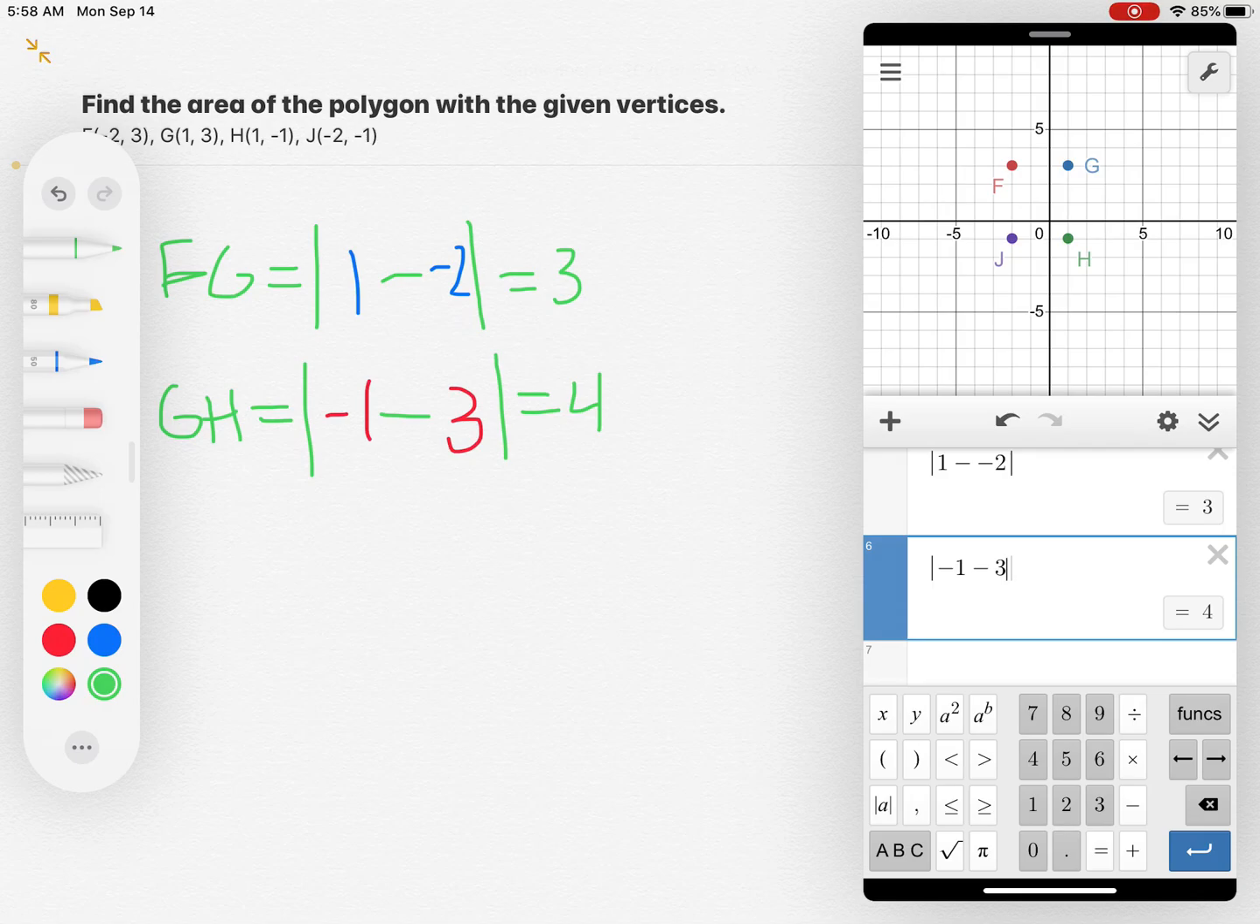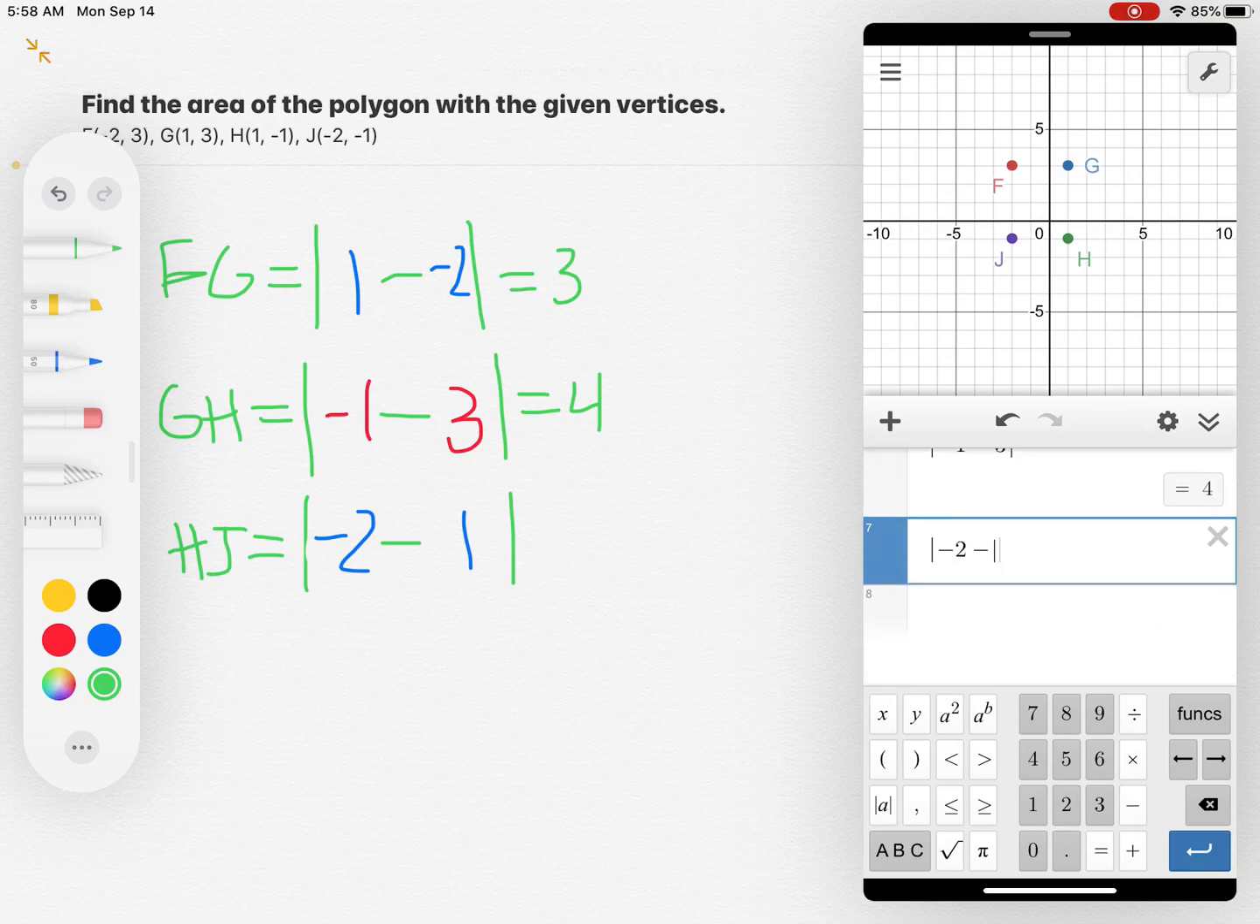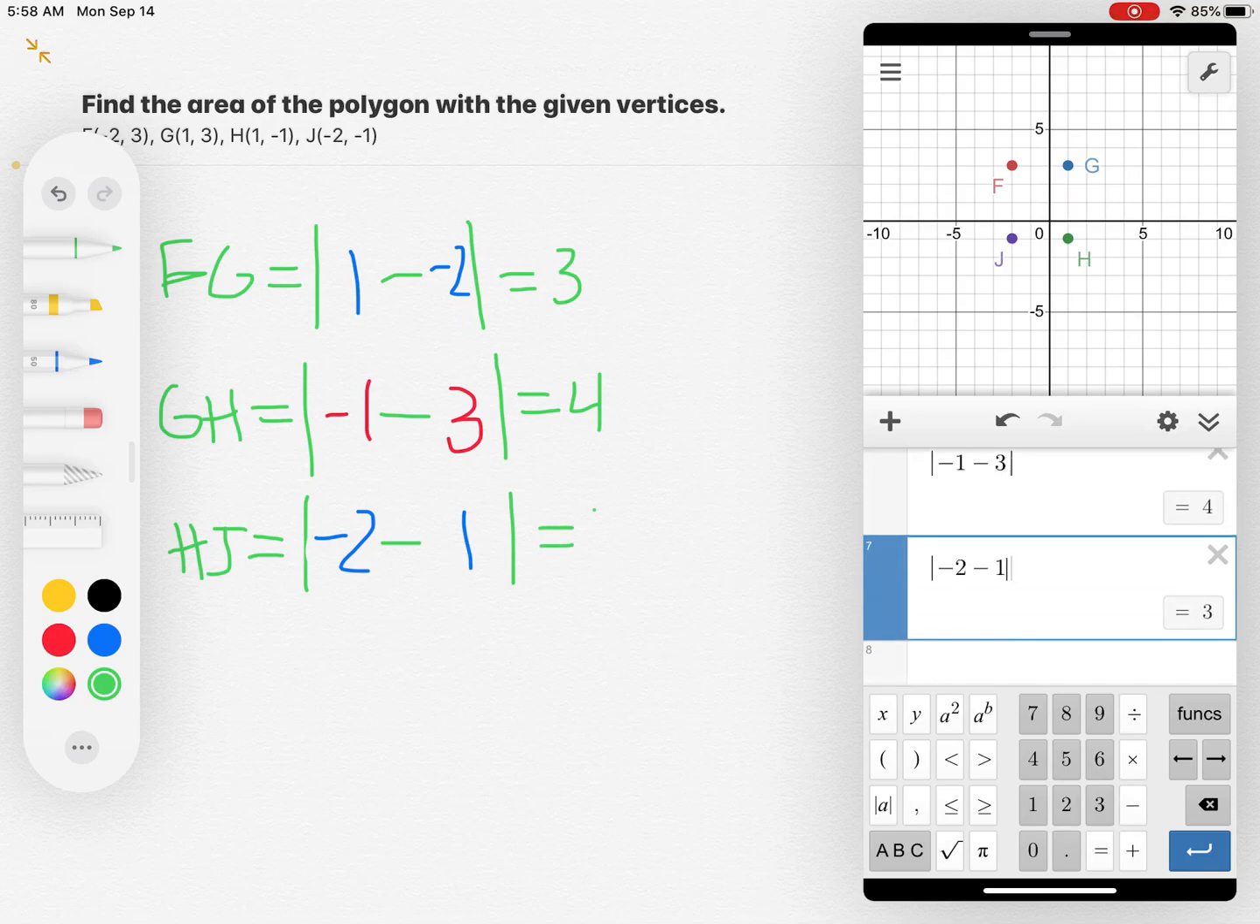Okay, and then let's continue on. I'm going to go H to J next. Again, it is a horizontal line, so we are going to subtract the things that are different, which is going to be the x coordinates. X coordinate of J is -2, and the x coordinate of H is 1. When I do that, if you'd like to use Desmos, go for it. -2 minus 1 absolute value is going to be 3.